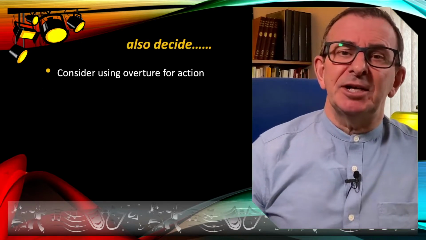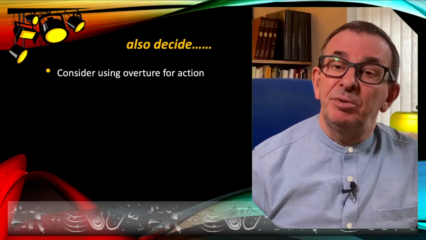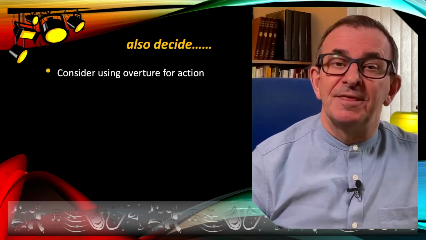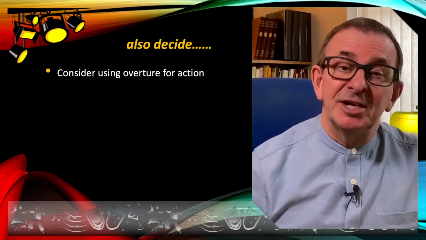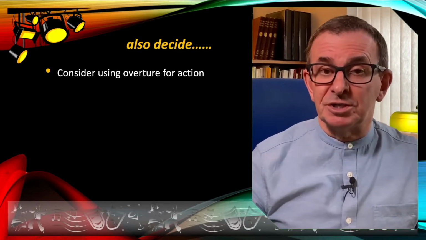Directors sometimes like to incorporate any written overture in a musical as part of the performance and action on stage. As such, this is something that needs to be planned for, in as far as it may be music that needs to be pre-recorded for rehearsal purposes.